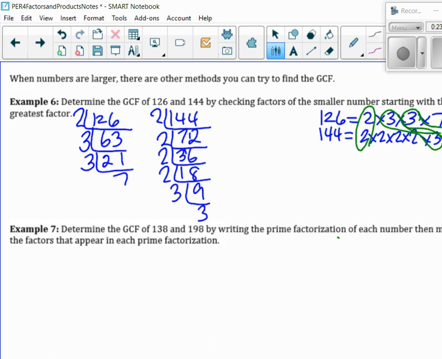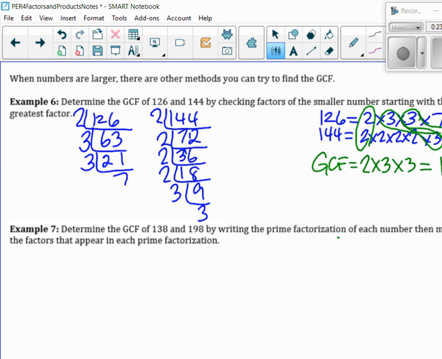Okay? Does everybody see what I did there? Yes? So guess what my GCF is? One of the commons, which is 2, times one of the commons, which is 3, times the other common, which is 3, which means it is 18. When I get to LCM, it's actually different, but it's the same technique with the prime factorization.